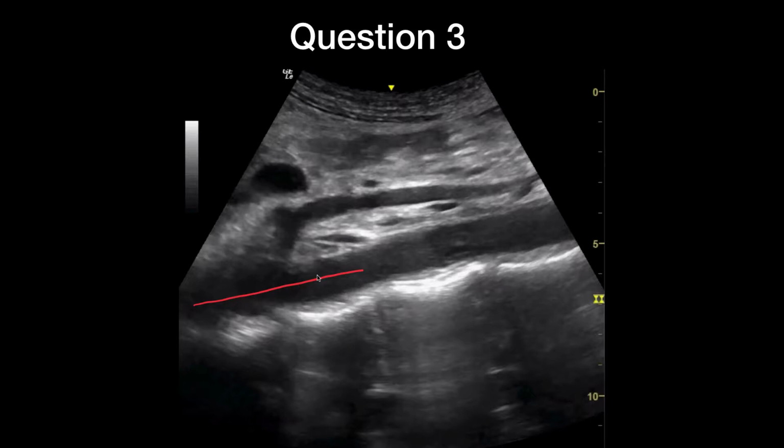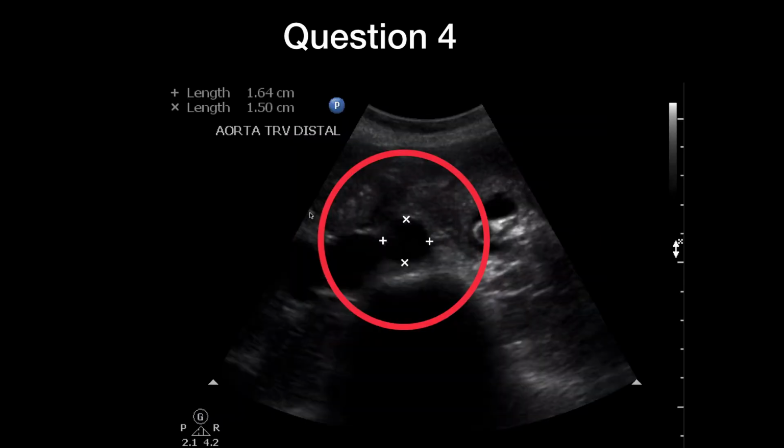In question 4, Mr. Brookstone is found to be negative for aortic dissection, but unfortunately has a 6 centimeter distal abdominal aortic aneurysm. And what I wanted you to do in this case is draw a circle around the aorta on your distal image. So this was the image just above the bifurcation. Draw a circle around it that's approximately 6 centimeters in diameter. So here you can see I drew a circle around the aorta. This circle is approximately 6 centimeters in diameter.